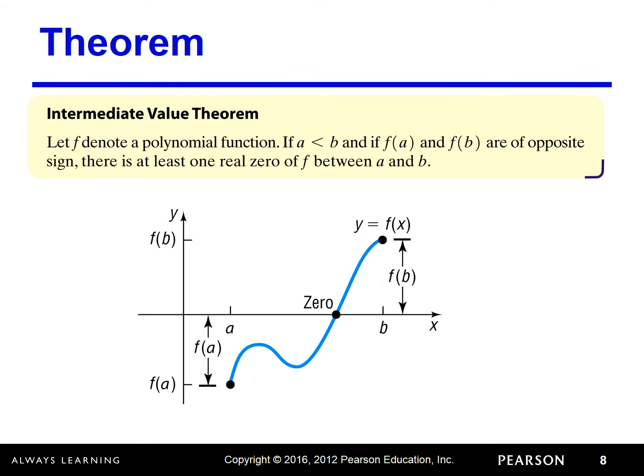Well, this is kind of what the intermediate value theorem is saying. You've got a polynomial function, meaning it's continuous. You can graph it without lifting your pencil from the paper. And you've got a less than b, and if f of a and f of b are of opposite sign, then you're going from a negative to a positive. You got to cross 0 at some point. That's what the x-axis is, the line y equals 0.